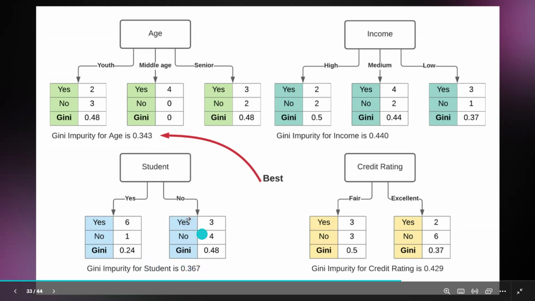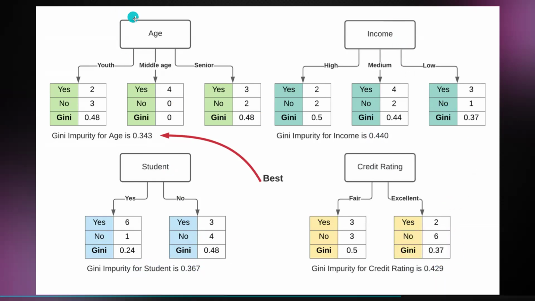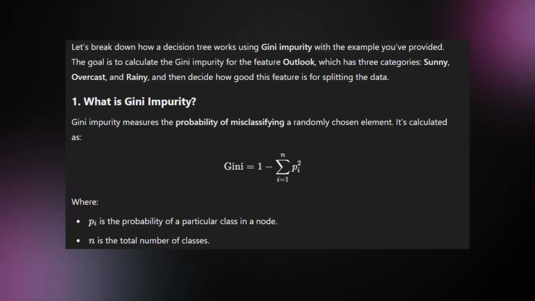So Gini impurity of student, the entire thing is 0.367. Gini index of credit rating is 0.429. Income is 0.44 and age is 0.34. So which is the best one? Age. So we're going to go ahead with age, and then we're going to decide based on that. So that's for one particular node. That's how we'll keep going until we figure out the last one. So this is going to be much simpler once we go into the code. Okay, but I wanted to take an example, and this is from ChatGPT.